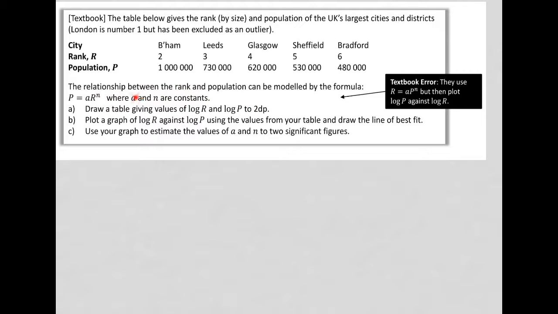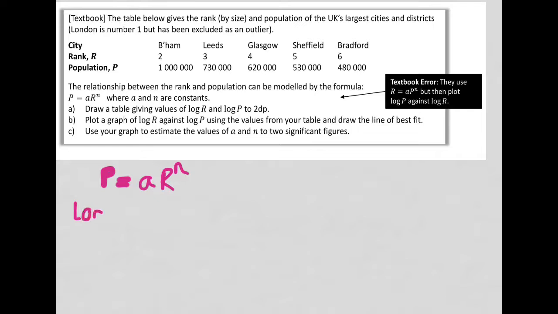And then it goes on to say this, which Dr. Frost is saying is wrong. But I'm going to ignore that, and to work out what graph I'd draw, I would write out my function. So P equals A R to the n.